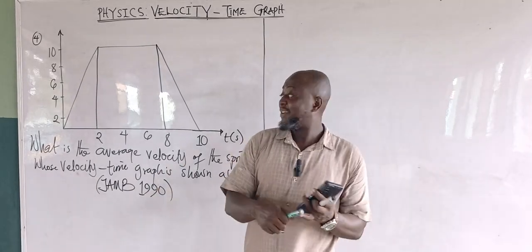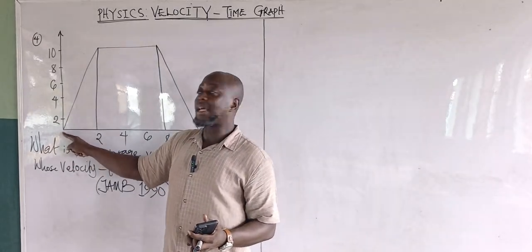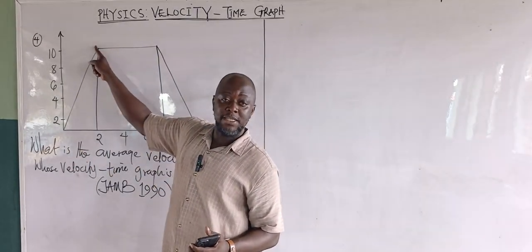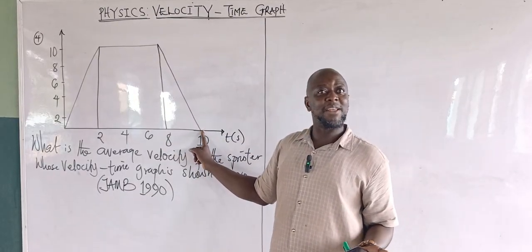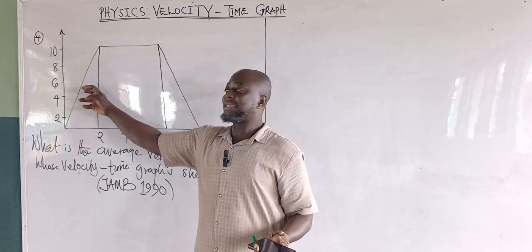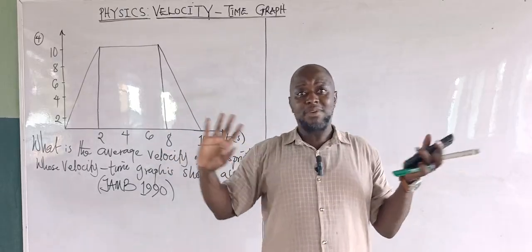What they are saying is that from here, the sprinter ran to this point, accelerated to this point, maintained the speed, and then decelerated here to this point. What does that mean? Calculate this, this, and this. That's all. That's what that means.